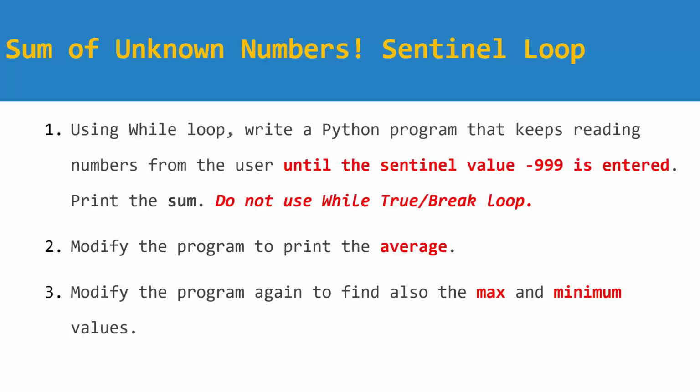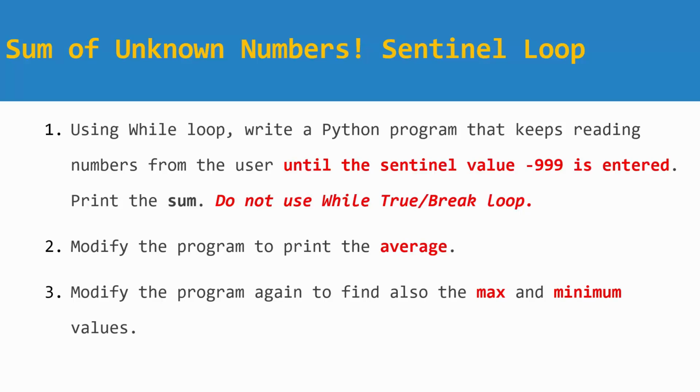Let's see the first example. Again, we will do the same example we did before with counter-controlled loops. But this time, we don't know how many values are going to be entered by the user. The question says, using a while loop, write a Python program that keeps reading numbers from the user until the Sentinel value -999 is entered. Print the sum and do not use while true break loops.